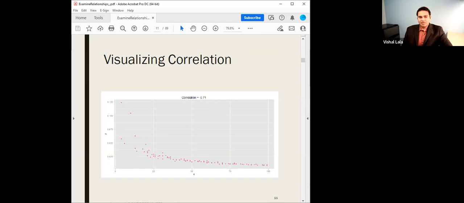In this graph, the data is going from top left-hand to bottom right-hand. Whenever your data looks like this, you can safely assume you've got a negative correlation between the two variables. That is, as x goes up, y is going down. And that's what a negative correlation means.